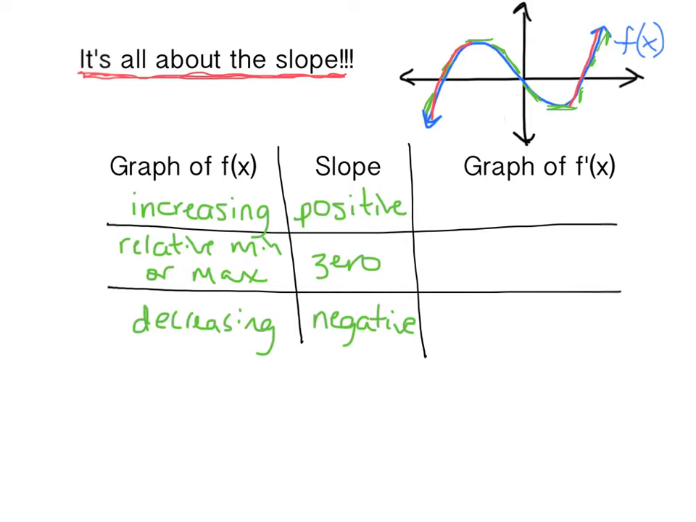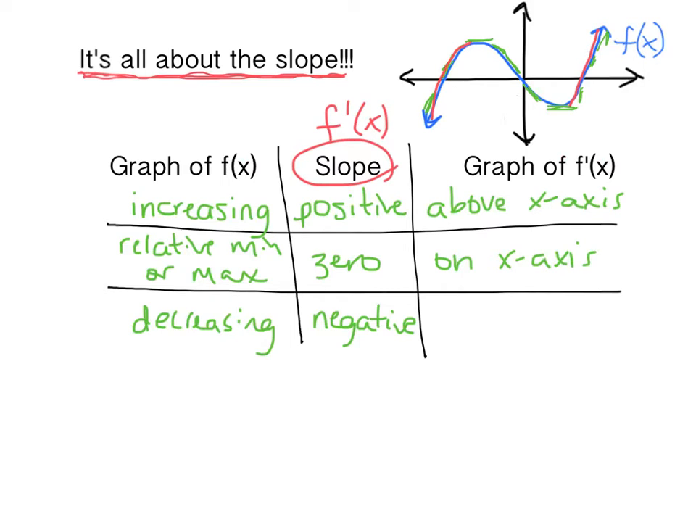So what does this mean for the graph of f prime, the graph of the derivative? Well, keep in mind that the slope is the derivative, that's the f prime. So if you are graphing a positive number, on the graph it would be above the x-axis. If it's 0, that would be on the x-axis, an x-intercept. And if the number is negative, then on the graph you would plot points below the x-axis.